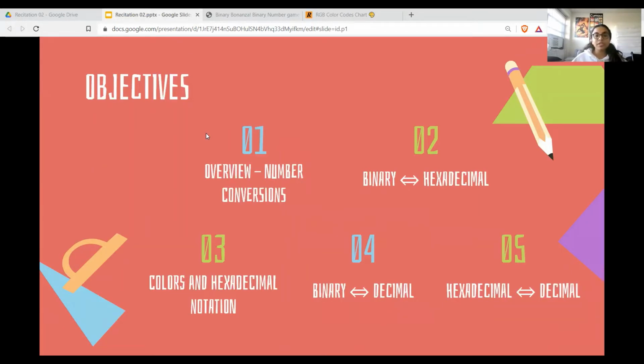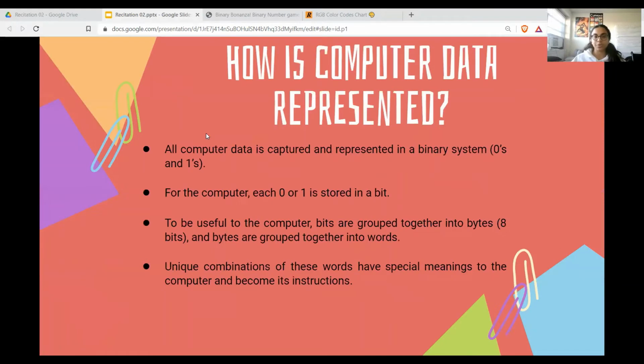So the purpose of this recitation is to introduce the techniques utilized in converting between hexadecimal, decimal, and binary numbers. We will be going through the following topics, starting with understanding why number conversions are needed, followed by binary to hexadecimal and hexadecimal to binary conversions. Then we will look into colors and hexadecimal notation, followed by binary to decimal and decimal to binary conversion. And lastly, we'll see the hexadecimal to decimal and decimal to hexadecimal conversion.